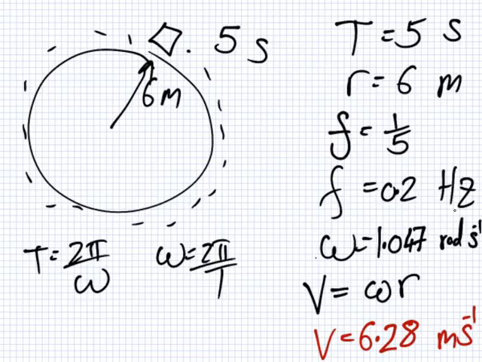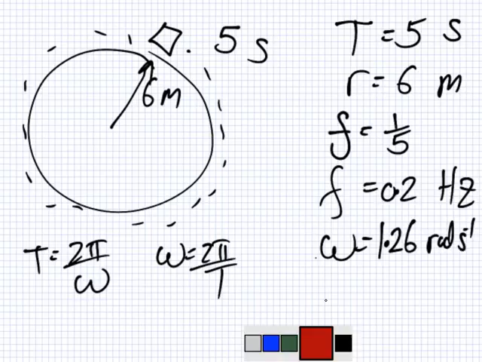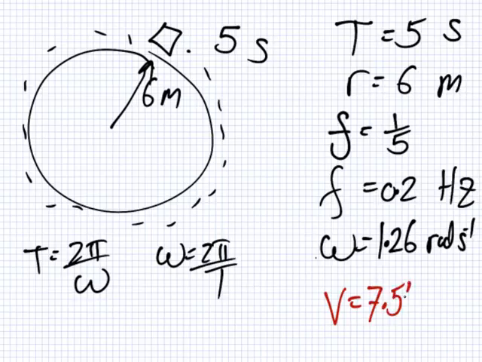What did it, V equals omega R? The omega is wrong here, right? Yes, the omega's wrong, because I used 6 instead of 5. It should be 2 pi over 5, which is 1.26 radians per second. So V is omega R, 1.26 times 6, 7.54 meters per second. This is using V equals omega R.